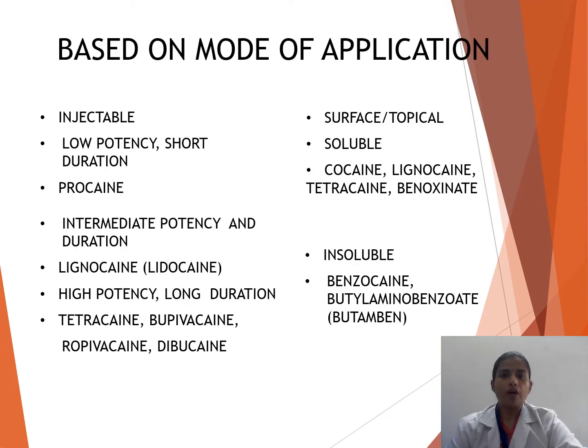Based on mode of application, local anesthetics are classified into injectable versus surface or topical anesthetics. Examples of injectable local anesthetics: low potency of short duration, example procaine; intermediate potency and intermediate duration, example lignocaine; high potency of long duration, example tetracaine, bupivacaine, ropivacaine, dibucaine. Surface or topical anesthetics are classified into soluble and insoluble. Soluble surface anesthetics: cocaine, lignocaine, tetracaine, benoxinate, whereas insoluble local anesthetics are benzocaine, butyl aminobenzoate.